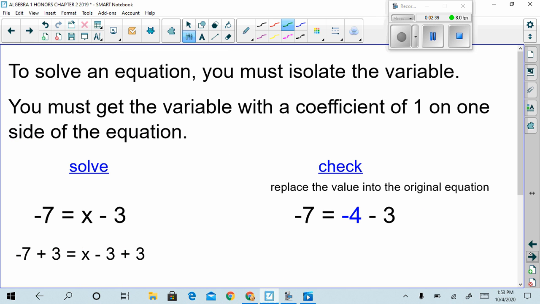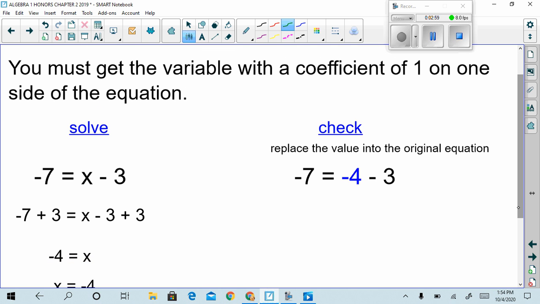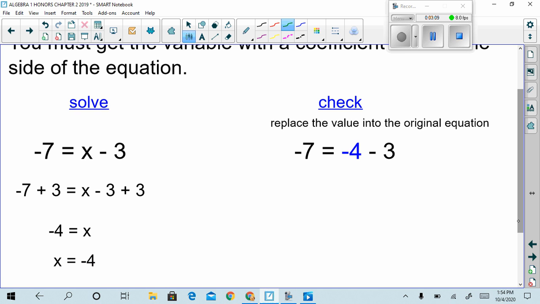The one step, again, your goal is to isolate the variable. You also want to be sure that the coefficient of the variable is 1. In this problem, you notice that your variable is on the right side of the equal sign. We're going to solve this the same way we did when it was on the left. We're going to use inverse operation, the addition property of equality, and add 3 to both sides. When I simplify, I'm left with negative 4 is equal to x, and I just reverse that because I'm solving for the variable, and I get x equals negative 4.